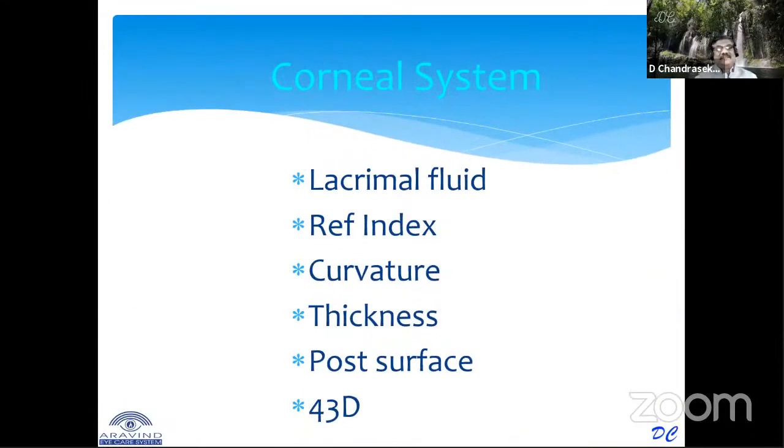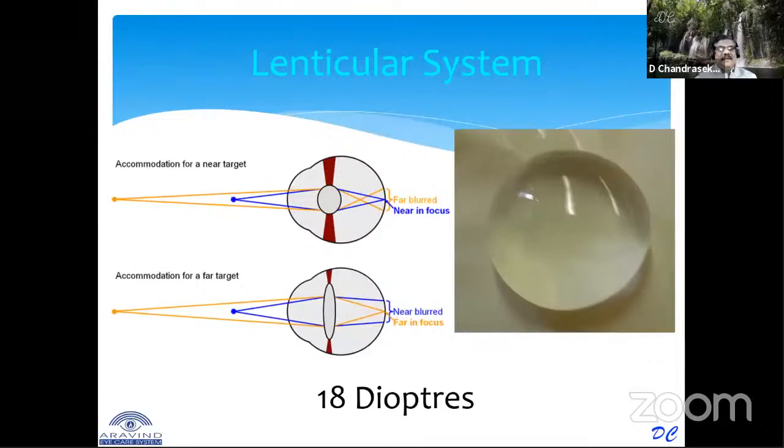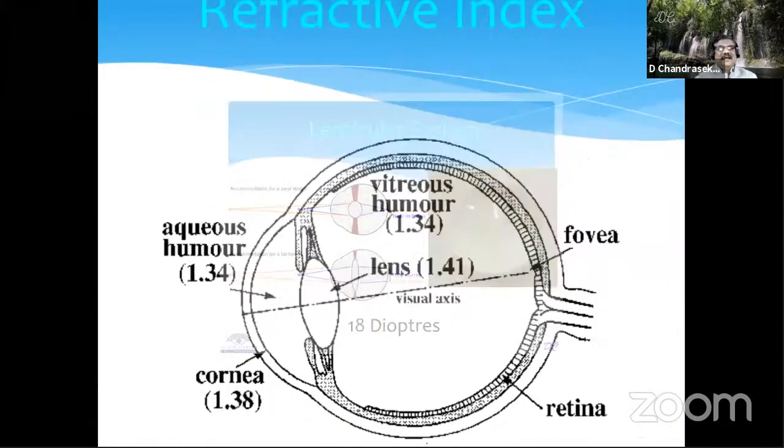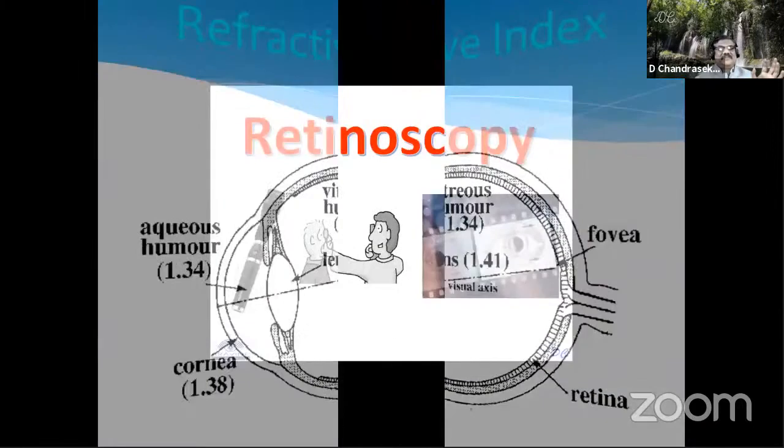Corneal system, again, starting from the lacrimal fluid to the posterior surface, can be around 43 diopters in power. The lenticular system can contribute about 18 diopters in power. And you have the refractive indices, which vary from the front to the back. They are not the same. That is what we must remember.